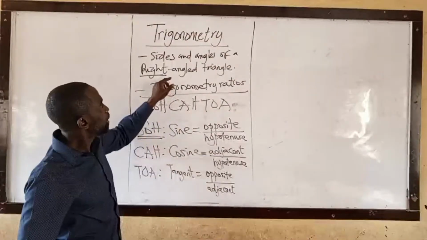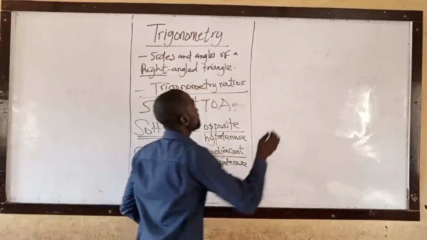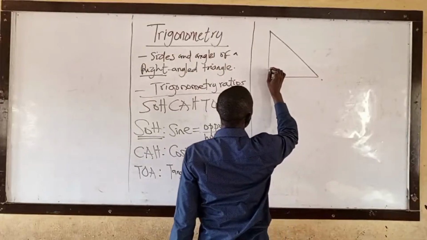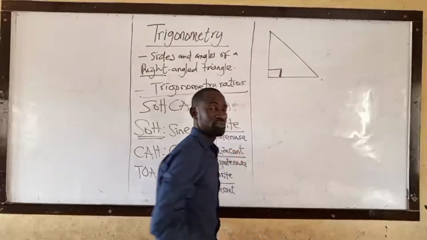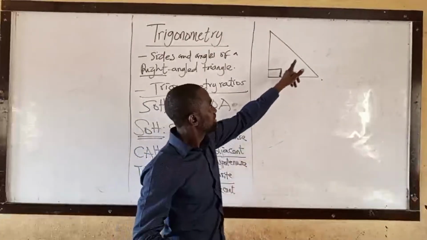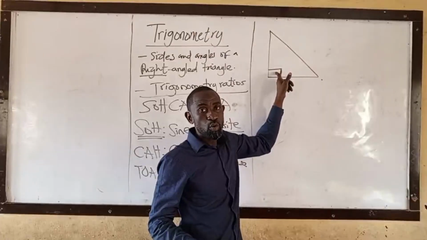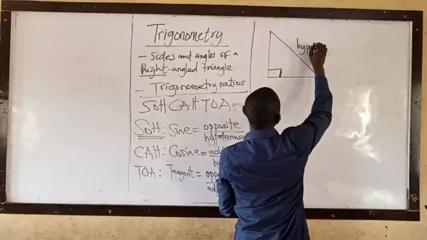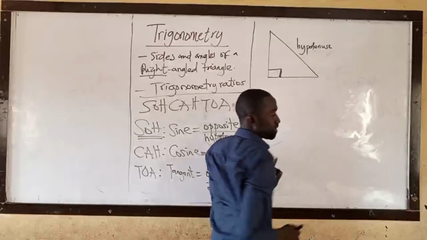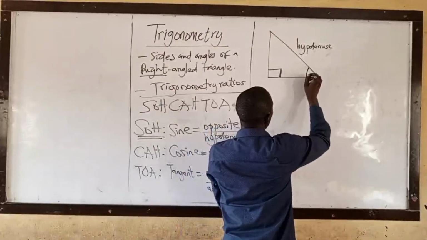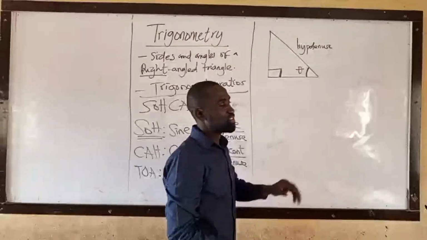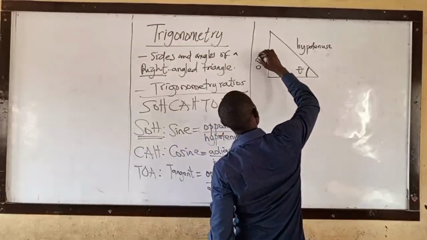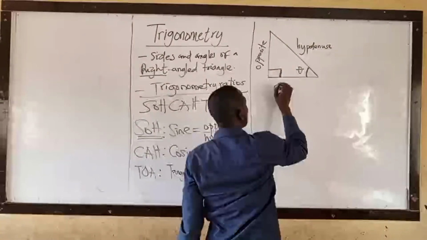Okay? So we said we are dealing with a right angle triangle. This is a right angle triangle. This face is angle 90. So this side that faces this angle 90 is what we call the hypotenuse side. If I put an angle here, let me call the angle theta. The side that is facing the given angle is what we call the opposite. So we have opposite here, and this is our adjacent.